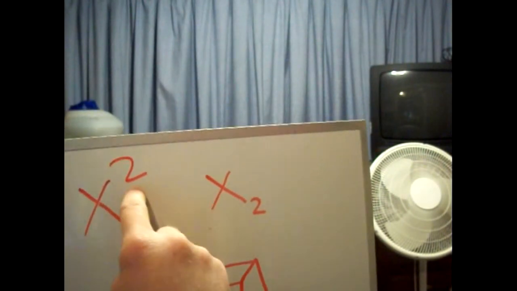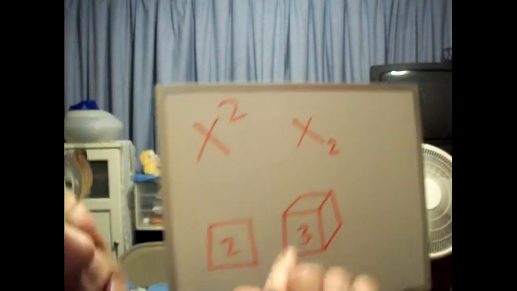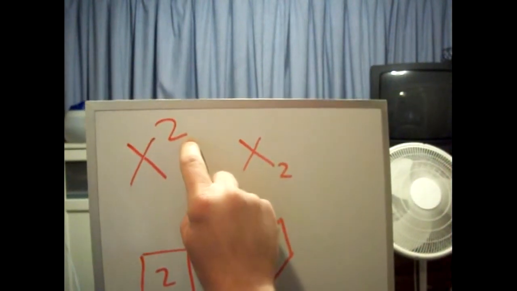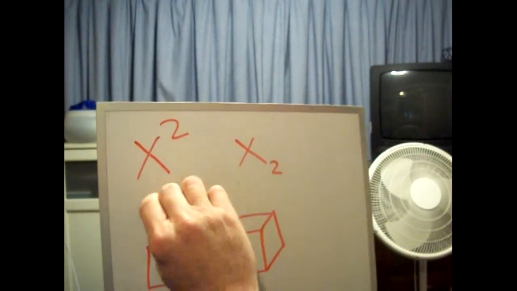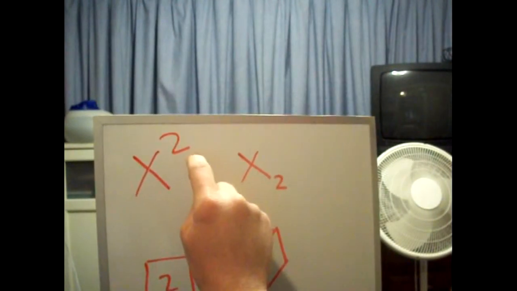Okay, and this doesn't have to necessarily be a 2. It could be a 3, it could be a 5, it could be a 7, it could be 647. Doesn't matter. The point is that any number written above a number is a power. You're raising this number to a power of some other number. And in this case, it's called a superscript.